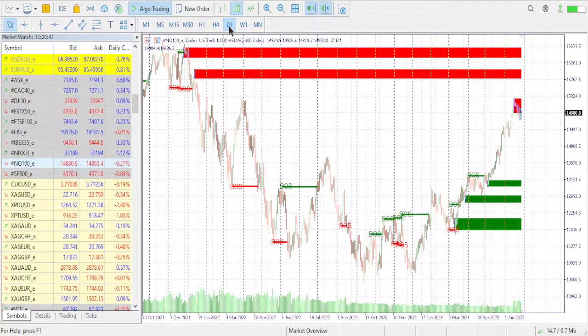We have the chart loaded. We are looking at this zone. We have a very good demand zone here. We have another one here. We have another one here. And we have another one.